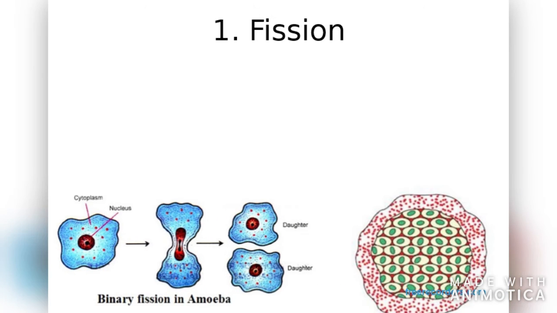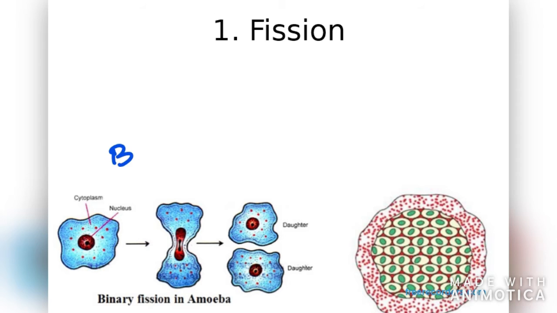Now we have modes of asexual reproduction. The mode depends on the body design of the organism. The first one we need to study is fission. It has two different types. First of all, you should know what fission is. You can write that the parent cell dividing into two daughter cells is known as fission. Now we have two different types of fission, that is binary fission and multiple fission.